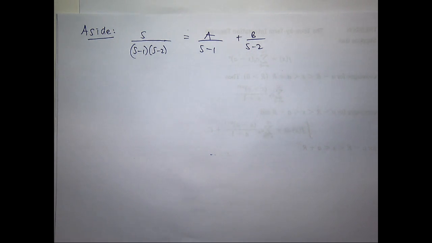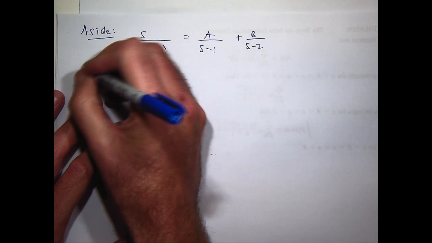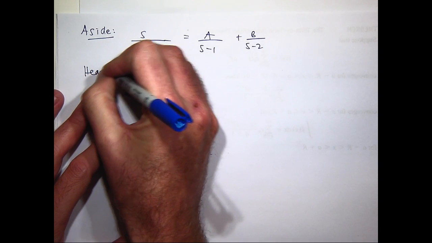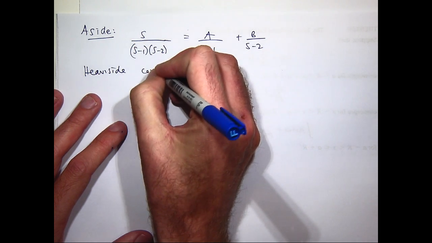It's called the Heaviside cover-up method, due to Oliver Heaviside. Now, Heaviside was criticised in many cases for not formally justifying a lot of his working. This can be formally justified, but I'm not going to do it. Okay? So, it's called the Heaviside cover-up method.